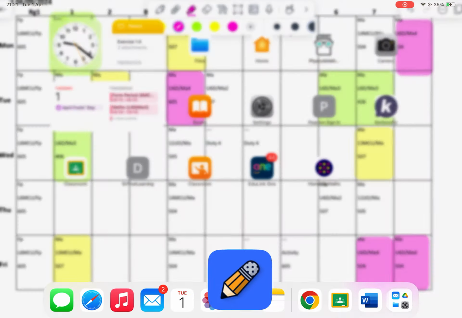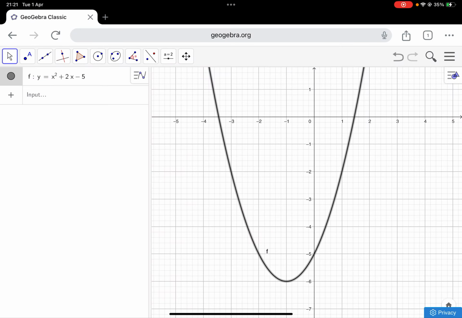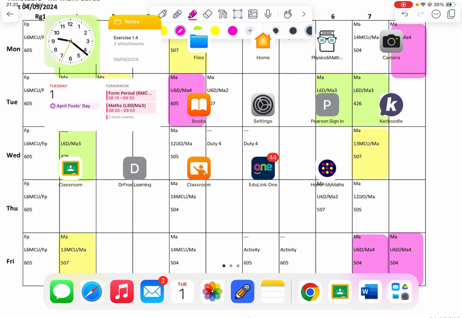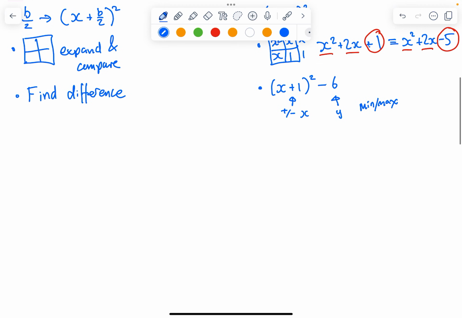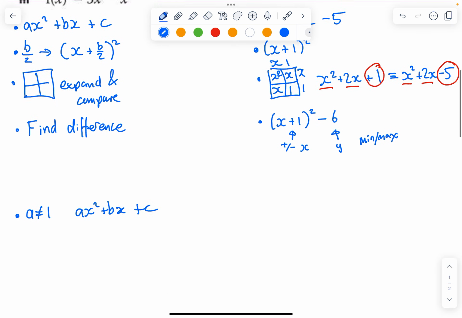Let's have a quick look at the graph. Here it is. So we can see the minimum point here is at minus 1, minus 6. And we get minus 1 and minus 6. Okay, let's look at another example. Now in this example, a is not equal to 1. So when we have ax squared plus bx plus c, the a is not 1.